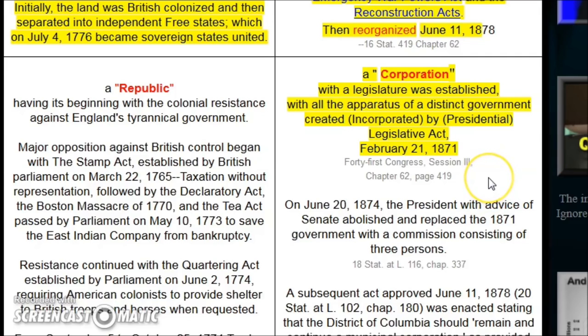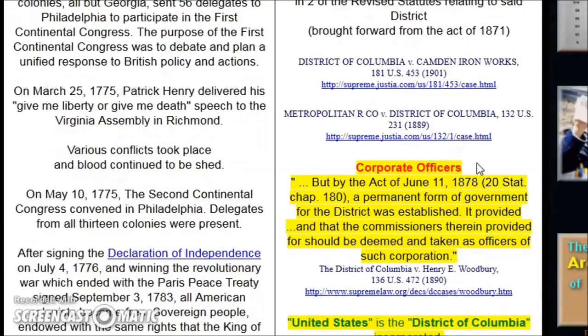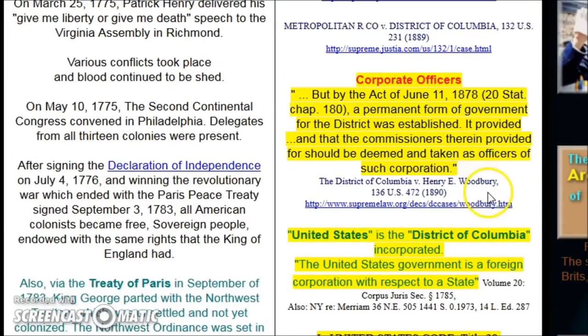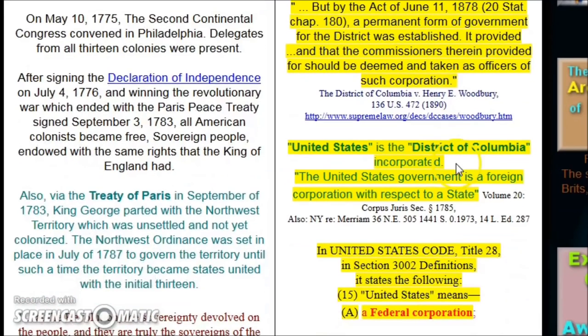In fact, since 1933, we again declared bankruptcy, and martial law was declared then. So we see a corporation with a legislature was established, with all the apparatus of a district government, created by legislative act in 1871. Corporate officers, this is what you do when you have a corporation. You form corporate officers by the act of June 11th, 1878. It provided that the commissioners therein provided should be deemed and taken as officers of such corporation.